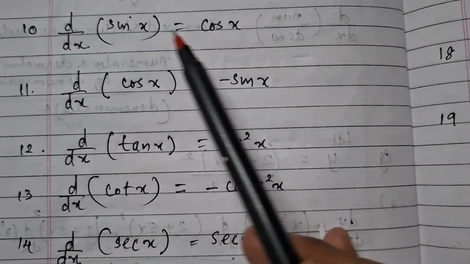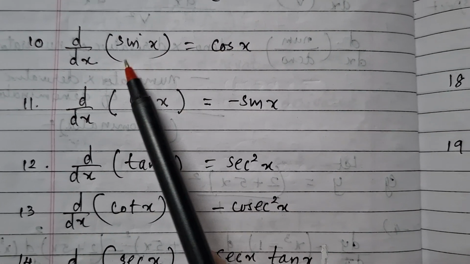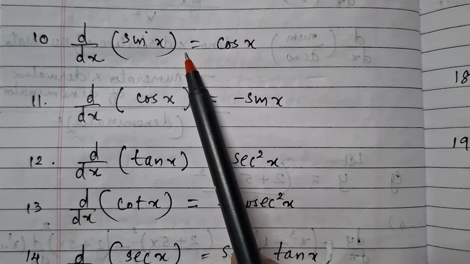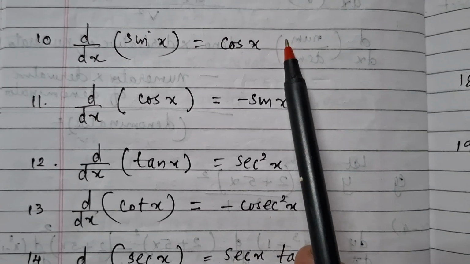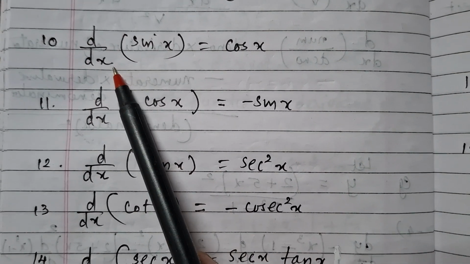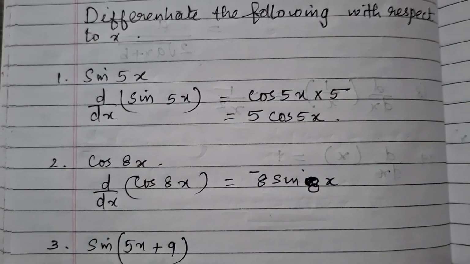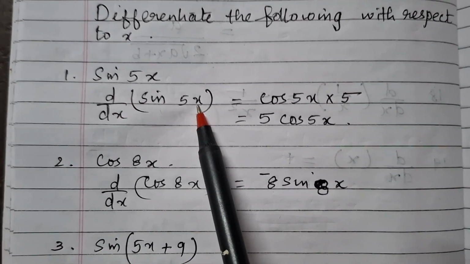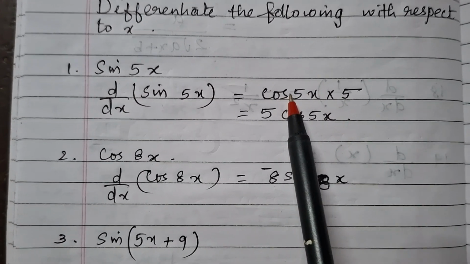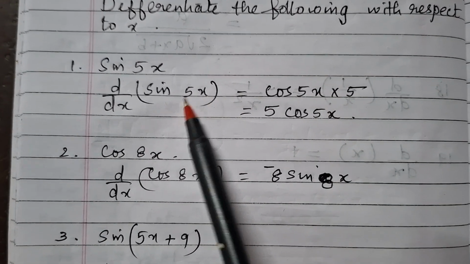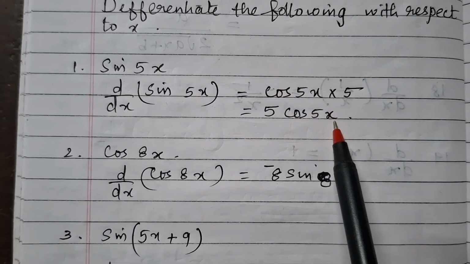So here we have to apply which formula? D by dx of sin x is equal to cos x. Our question is d by dx of sin 5x. So it will be what? Cos 5x into the 5 that is there, so that 5 we have to multiply here. The sin x formula is cos x, so sin 5x will be cos 5x. This 5 we have to multiply here. So cos 5x into 5 will be 5 cos 5x.